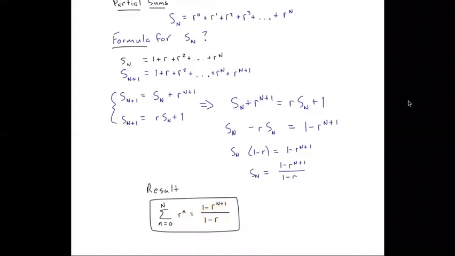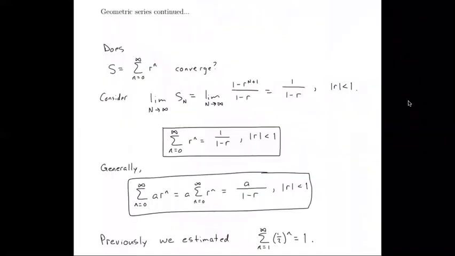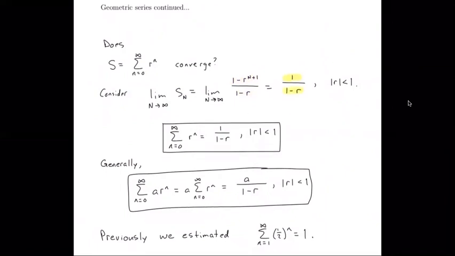Now, when it's infinite, we need to deal with this in a slightly different way. So the question is, does this converge? And if so, when does it converge? So what we look at is the limit. The limit as this partial sum as n tends to infinity. So 1 minus r to the capital N plus 1 over 1 minus r, and that's equal to 1 over 1 minus r whenever the magnitude of r is less than 1.